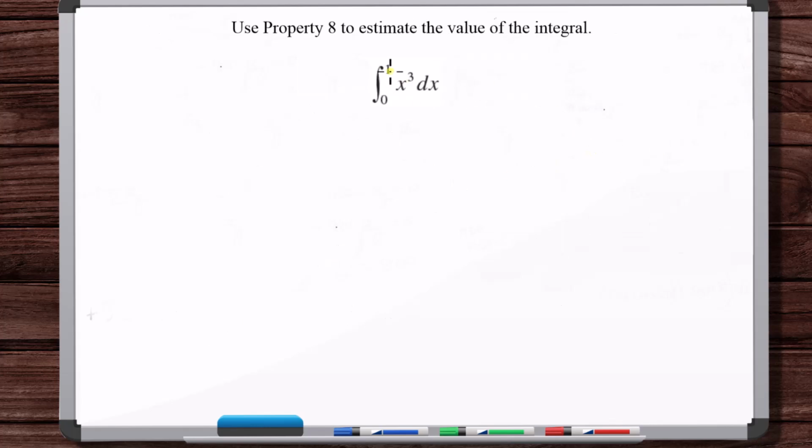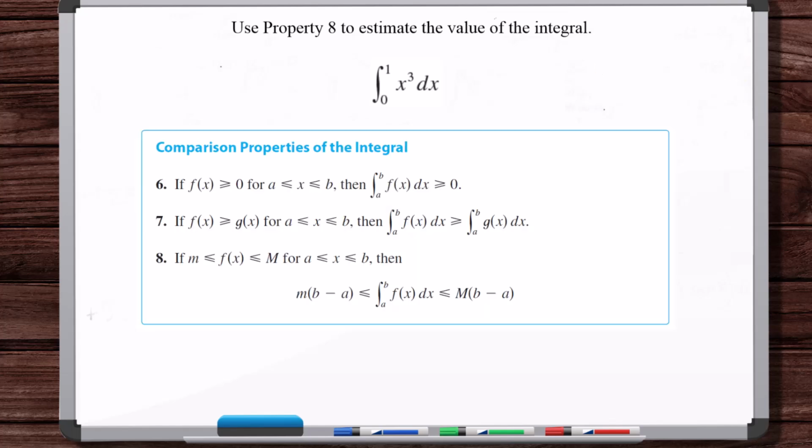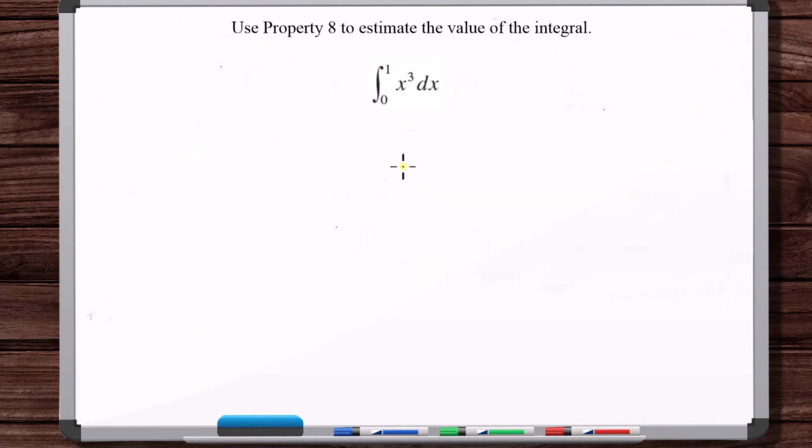All right, use property 8 to estimate the value of the integral. And there's property 8. That's the same property we just used. So what they're saying is just set up this inequality, and we're going to know that the value of the integral is going to be somewhere between these two values. So how do we set up the inequality?